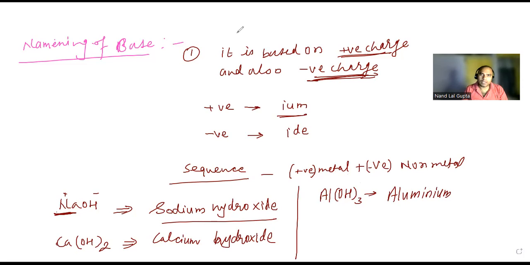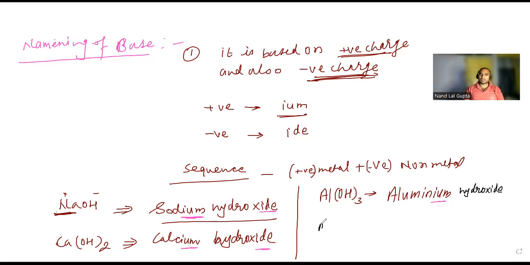So in every name, you can easily find the words IUM and IDE. Here also IUM and IDE, and here IUM plus IDE. So it is going to be aluminum hydroxide. If you talk about other things, what can be the other one? Aluminum hydroxide.